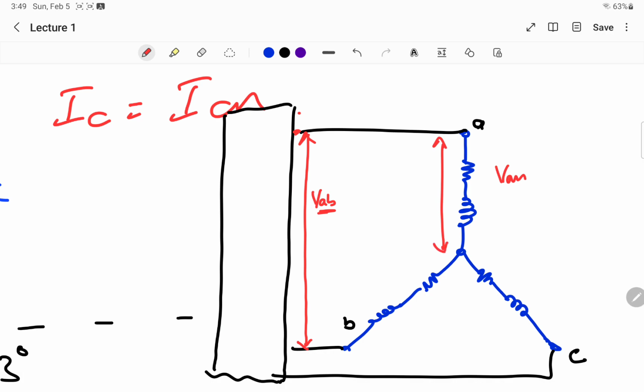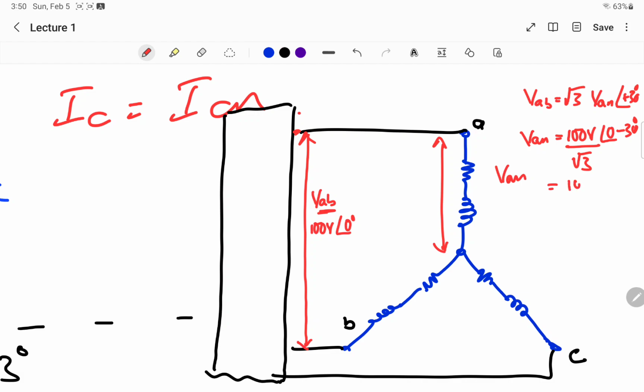Once you know, for example, we have the expression VAB equals to square root of 3 VAN angle plus 30. So if there is a value, for example, we have 100 volts, 0 degrees, we can easily calculate VAN. How? VAN, the phase voltage, is VAB 100 volts, angle 0, divided by square root of 3, and here the angle will go there and it will become minus. So this will become 100 divided by square root of 3, angle minus 30.